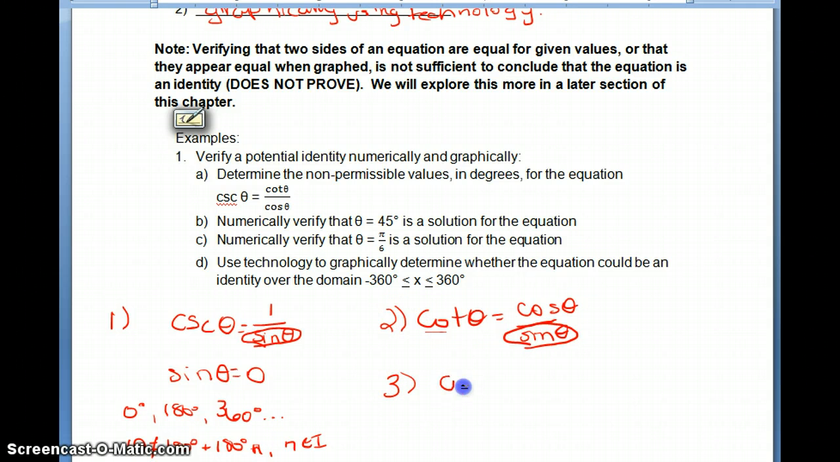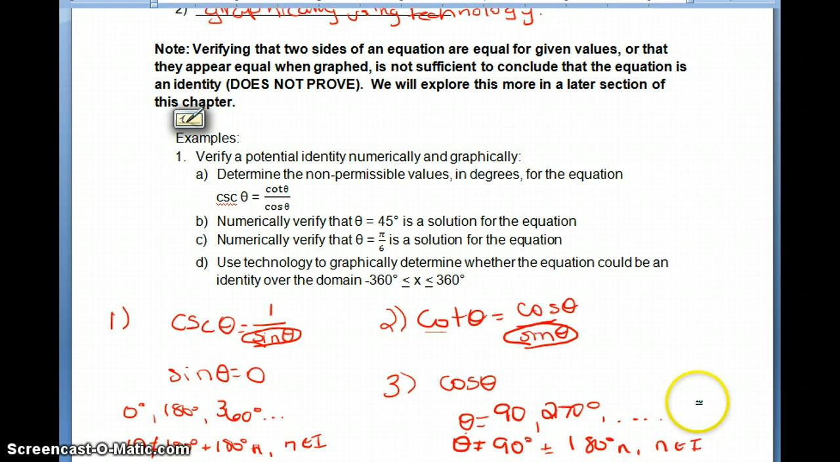And so our third one there is cosine of theta, and we want to look at those values when that one is equal to 0. So cosine of theta, your theta values there when cosine is 0, that includes 90 degrees, 270 degrees, and so on. You guys keep adding 180 degrees. So for this one we can say theta cannot equal 90 degrees plus, because your n value can be negative, 180 degrees n, where n is an element of integers.